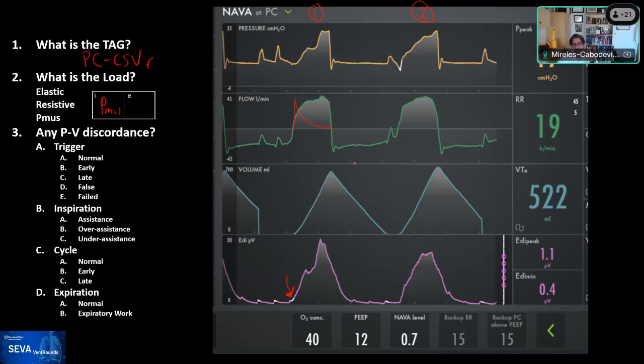And then during exhalation, what do you see? Is this passive, elastic, resistive, or PMOS?